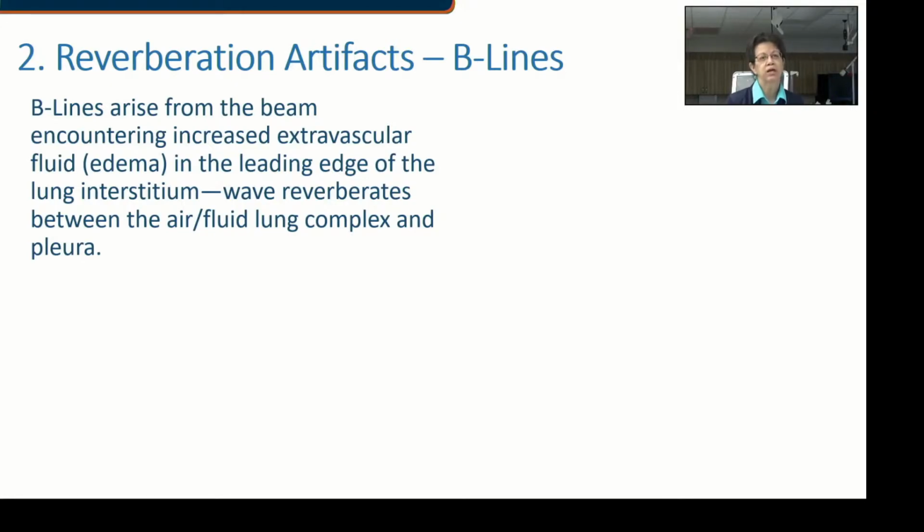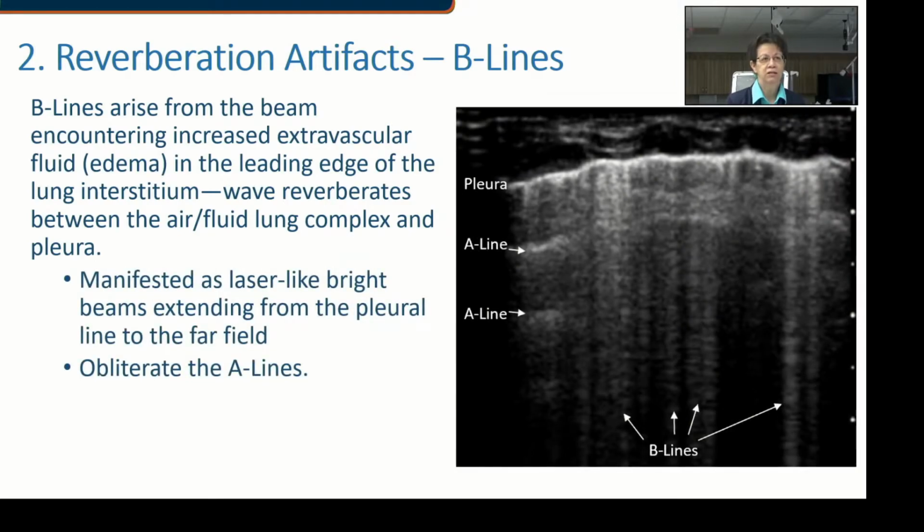Just like the waves will reverberate within the layers, if there's edema, there's even more for those waves to reverberate off of, and that's going to be that air-fluid complex and the pleura. As a result, we'll get these almost rocket or comet tail, as they used to be called, artifacts that can obliterate the A lines. They'll manifest themselves as laser-like bright lines coming off of the pleural line and extending all the way through to the far field. And you'll note that wherever they go through, you can't really distinguish the A lines. They obliterate the A lines.